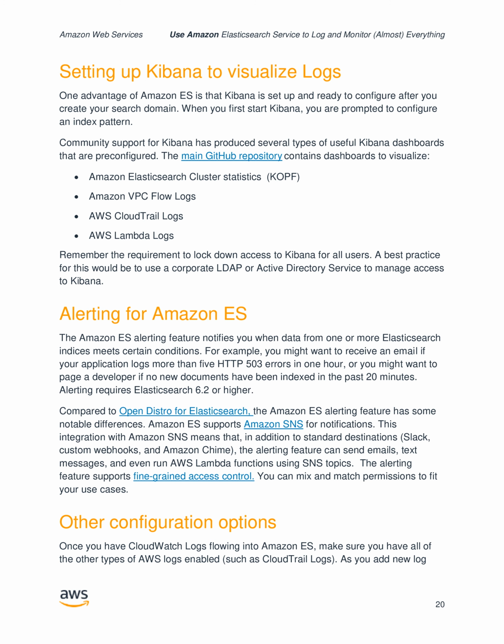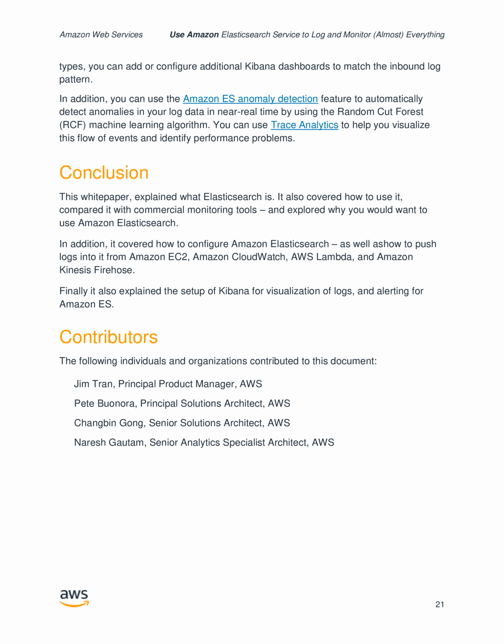Other configuration options. Once you have CloudWatch logs flowing into Amazon S, make sure you have all of the other types of AWS logs enabled, such as CloudTrail logs. As you add new log types, you can add or configure additional Kibana dashboards to match the inbound log pattern. In addition, you can use the Amazon S anomaly detection feature to automatically detect anomalies in your log data in near real time by using the Random Cut Forest (RCF) machine learning algorithm. You can use Trace Analytics to help you visualize this flow of events and identify performance problems.